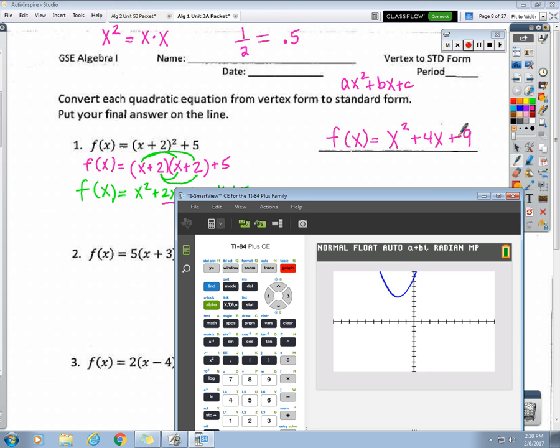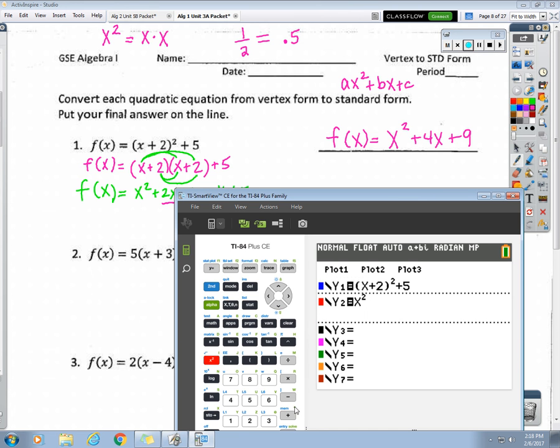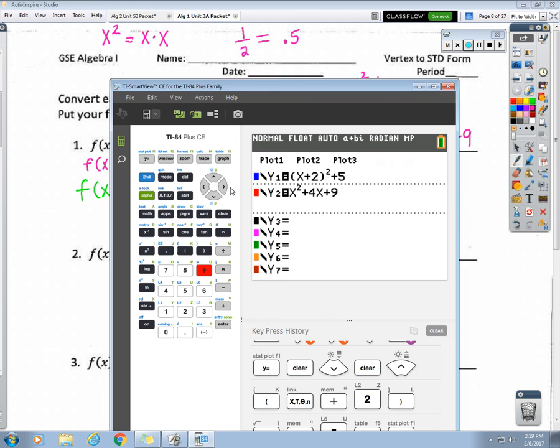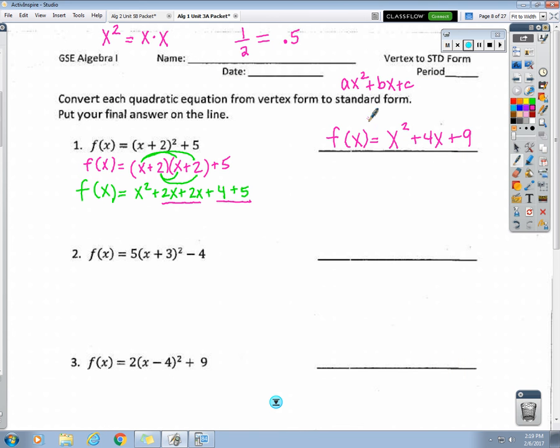Now I'm going to graph it now that I have it in standard form. I'm going to leave the other one up there though. X squared plus 4x plus 9. Watch the screen. See how I just covered the blue with red? Same graph, right? It's because the equations are the same equation, just written in two different forms. Kind of like that's the same value, just written in two different formats.